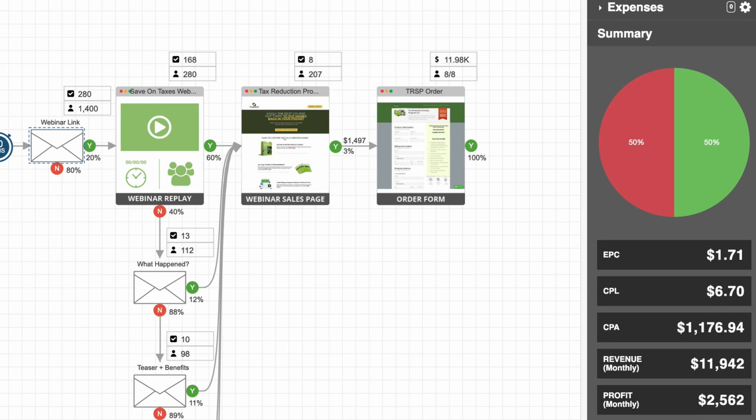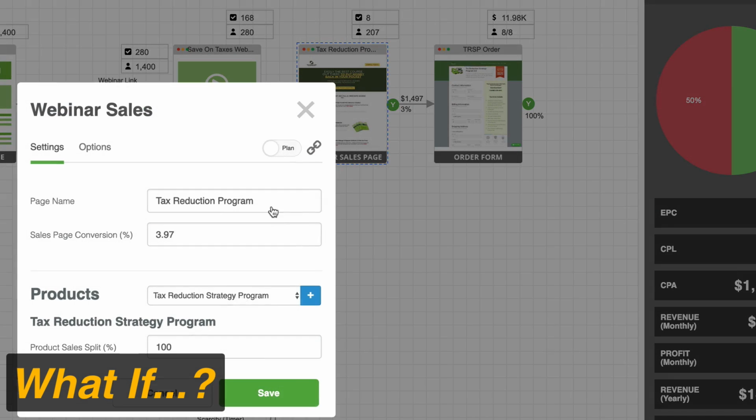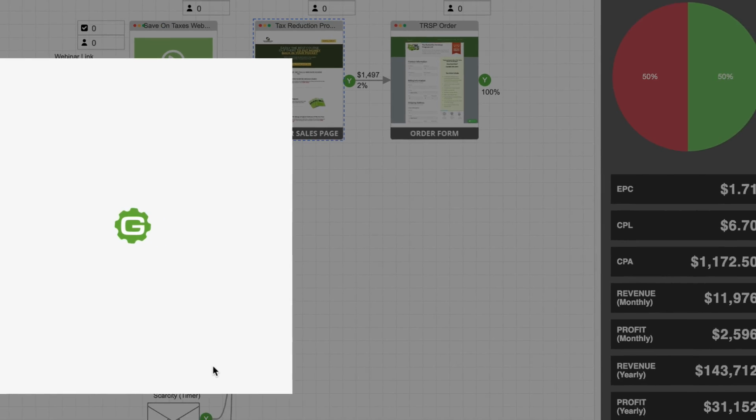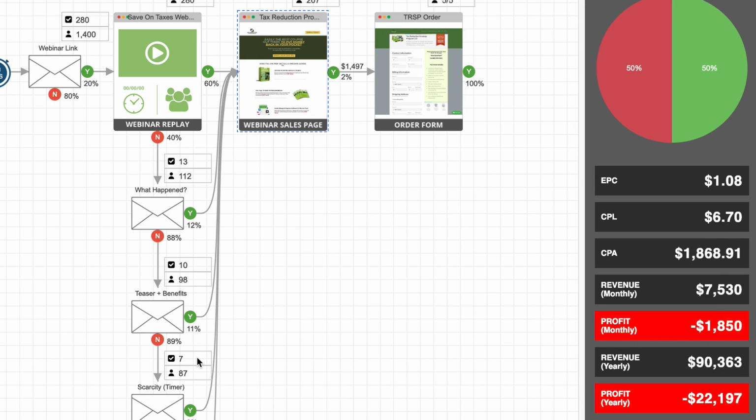All right, so now, again, we're in the profit zone. Looking at some of the numbers here, what if we're getting a 2% conversion? I put 3.97. What if we're getting 2%, or 2.5%? Is that going to be enough to make the magic happen here? Okay, once again, you can see we're going into the negative.